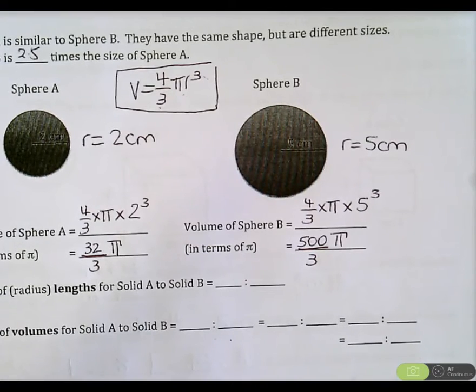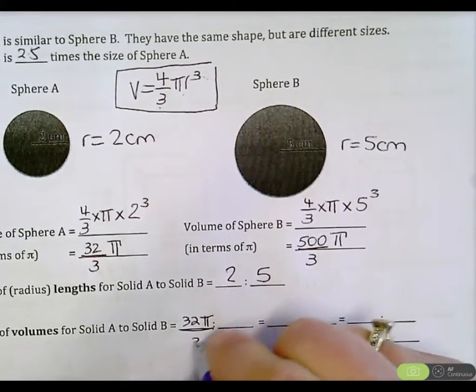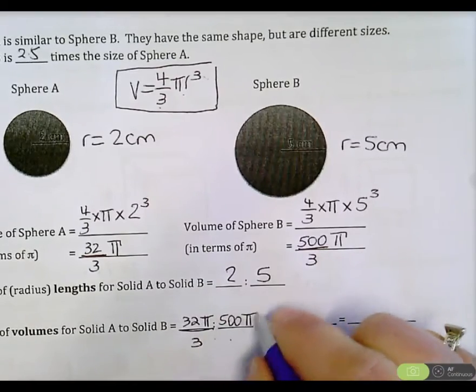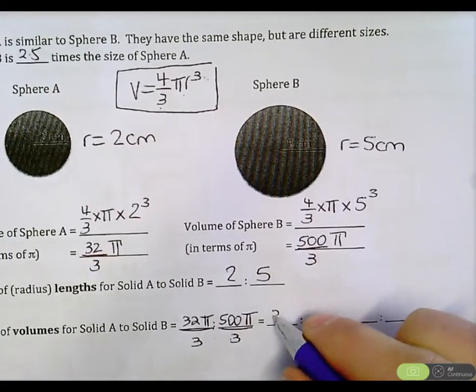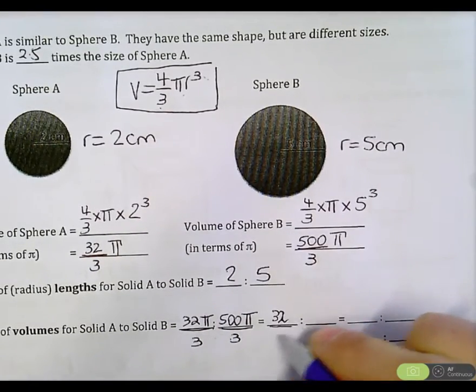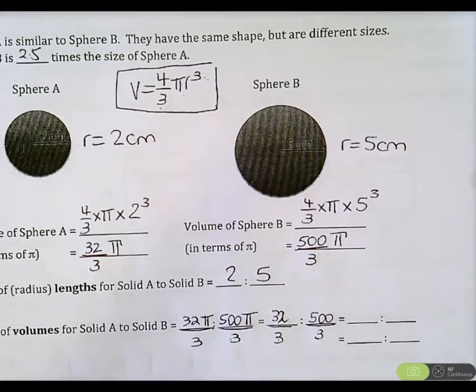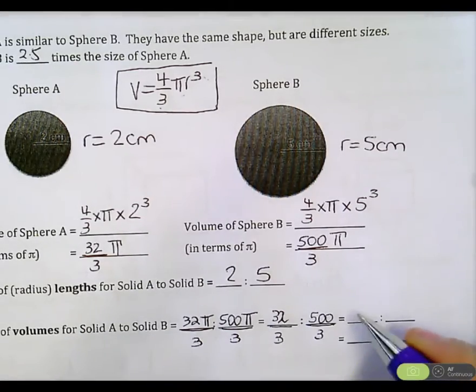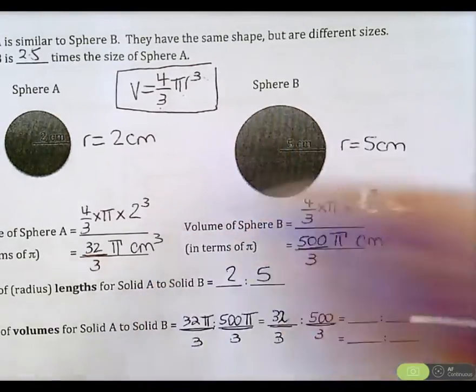Now, ratio of lengths. Now, ratio of volumes, we've got 32 pi over 3, 500 pi over 3. You can drop the pi's, right? So let's do that. 32 over 3, 500 over 3. You know how I've divided them both by pi? You can drop the 3's. You can times both sides by 3, and the 3's will go. Is it 32 over 3 pi centimeters cubed? Yep. Centimeters cubed.